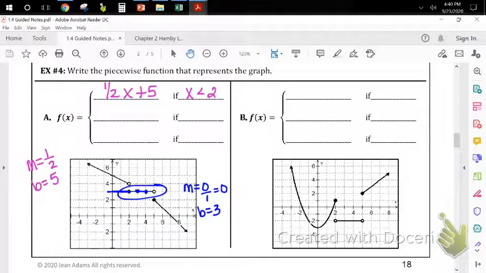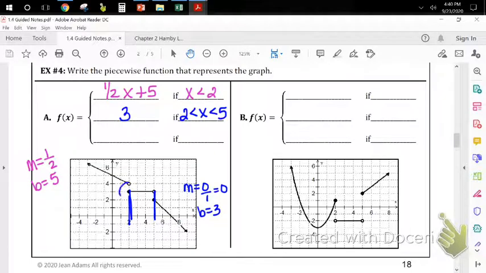So that equation will be 0x plus 3, but do we have to really put the 0x? No, so we could just say it is 3. Then we have to give the domain for it. When are we going to use that one? Well, we're going to use it from 2 to 5. So 2 less than x less than 5.